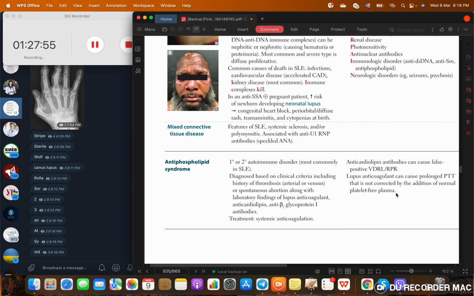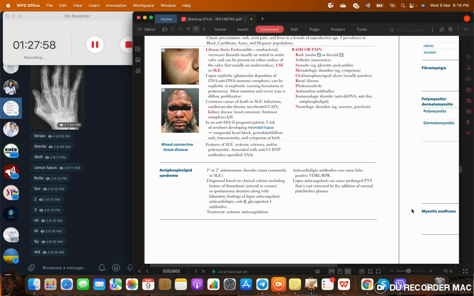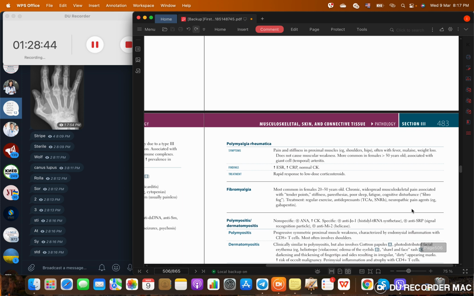So, lupus anticoagulant can cause a prolonged PTT that does not correct by the addition of normal platelet-free plasma. This is highly weird. Why? Because normally when we have a prolonged PTT, it means that you have a hypocoagulable state, correct? But in case of the antiphospholipid antibody, the presence of the lupus anticoagulant is going to give you a paradoxical increase in the PTT, which is false. So write a note. Regardless of the falsely prolonged PTT due to the lupus anticoagulant, the patient will still have a hypercoagulable state.